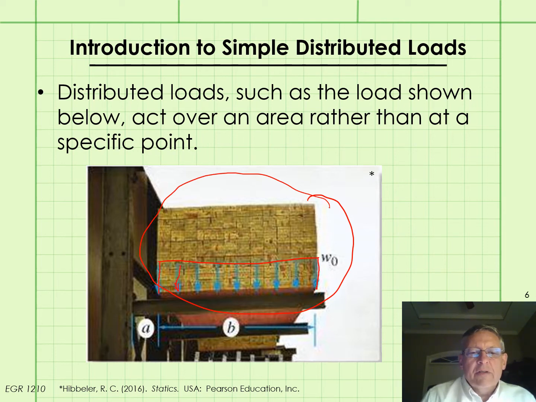And it's hard to see here, but they're showing the loading as a constant loading over the width of the bundle of 2x4s. And this W is what we're going to use for our loading intensity. And the units on that we're going to see are pounds per foot or newtons per meter.